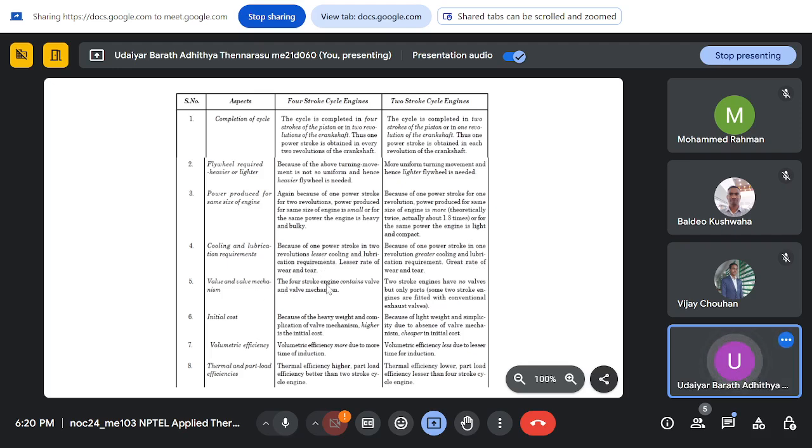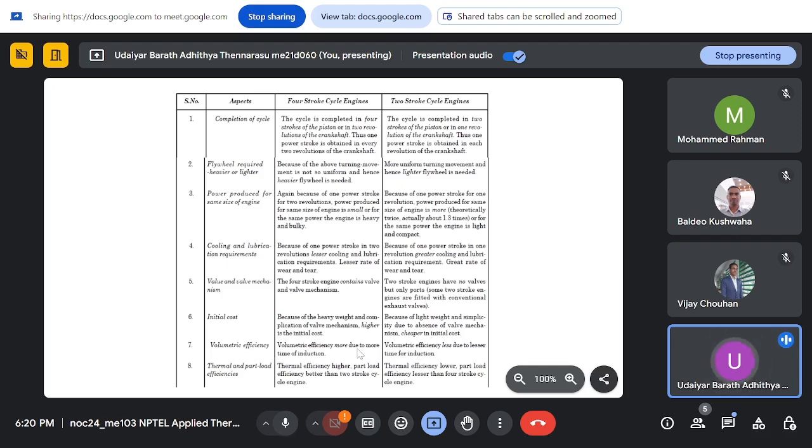Valve mechanism: a 4-stroke engine contains valves and a valve mechanism, which is the camshaft I talked about. A 2-stroke engine has no valves but only ports. A port is just an opening that is closed by the piston in the cylinder, so that takes care of it. You don't require a separate valve mechanism for a 2-stroke engine. And in a 4-stroke engine, the initial cost will be higher because it's bulky or heavier compared to a 2-stroke engine, and it requires a separate valve mechanism and so on.